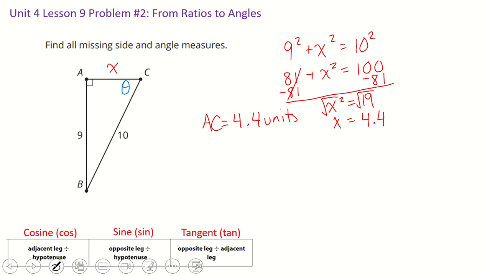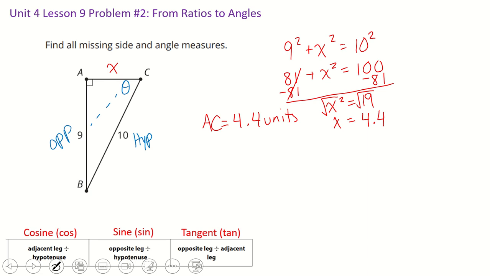When I do that, I am going to use 9 and 10. I am not going to do 4.4. The reason being, if I got that answer wrong, I don't want all of the rest of my problems to be wrong because I'm using an incorrect length. So I'm going to use 9 and 10. I can see that 10 is my hypotenuse, so I'm going to label it as so. And I can see that 9 is opposite of the angle that I'm trying to find.